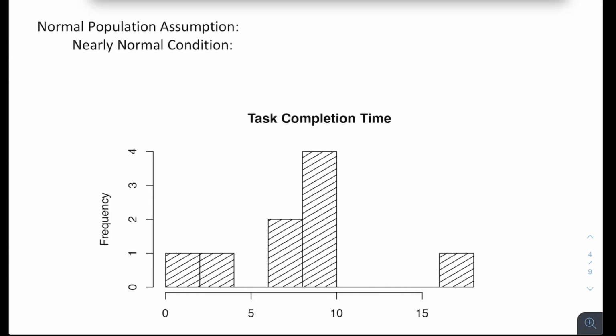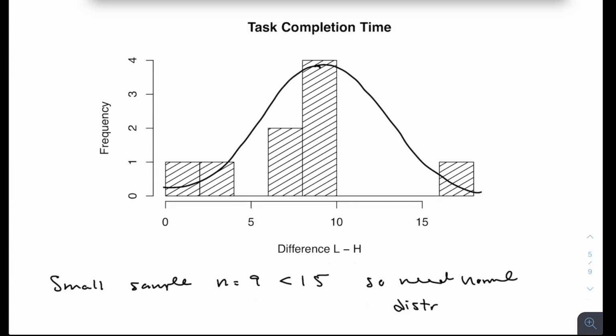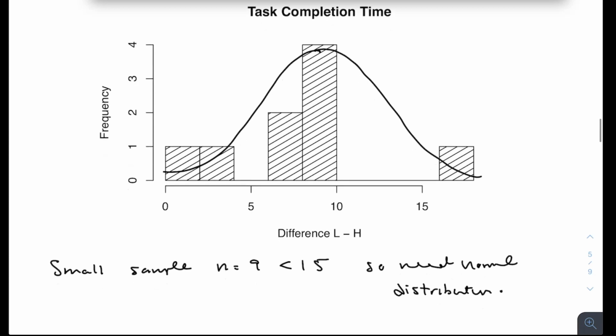The normal population assumption, checked by the nearly normal condition, usually the question might say you can assume that the differences are normally distributed. It didn't say that this time, so I prepared a histogram of the differences. And you can see this histogram, more or less, appears to be symmetric, unimodal, and doesn't seem to have any outliers. So this is a small sample. N equals 9, which is less than 15, so we need a normal distribution. The histogram of differences appears normal. So we'll say it's met.